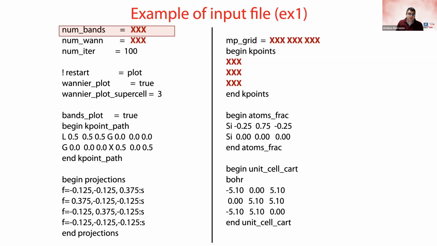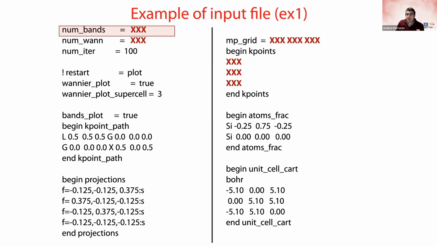Of course, a core part of the input file is the projection block, where you need to specify your projections. In this case, you have 4 s orbitals centered in these points that are specified by fractional coordinates. If you look at the user guide, there is an extensive explanation of all the different ways you can specify projections. There are many different ways, from just saying I want p orbitals on silicon, to specifying precisely an arbitrary point in space and an arbitrarily shaped atomic orbital, and there are many options that I recommend you go through.